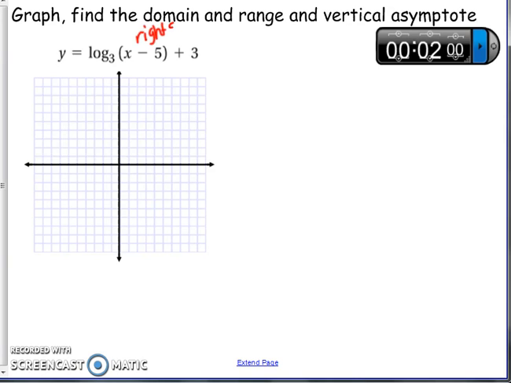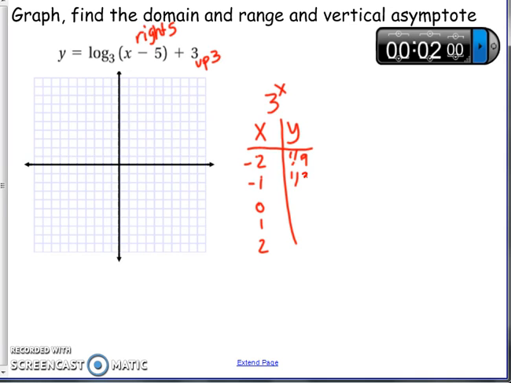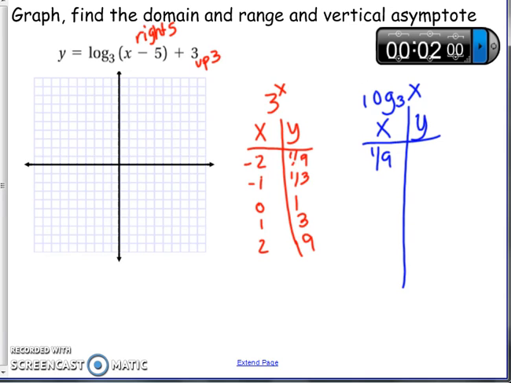Alright, so now with this one, we have the x minus 5 is moving it right 5. And now we're going up 3. So the base is a 3. So we're going to do 3 to the x first. So we're going to use -2, -1, 0, 1, and 2. So that's going to give us 1/9, 1/3, 1, 3, and 9. And then we're going to write our inverse. So log base 3 of x. We're just switching. So (1/9, -2), (1/3, -1), (1, 0), (3, 1), and (9, 2).